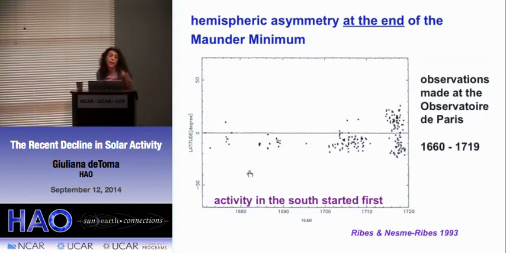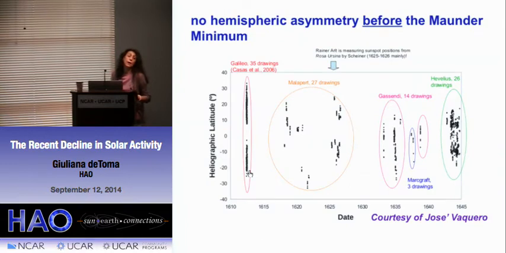And you can see activity starts earlier in the south and it takes a few cycles before both hemispheres become active. We don't have a lot of observations before the Maunder minimum, but there's been a lot of effort recently to recover some of them. There is really no indication from what we can see of an asymmetry between the northern and southern hemisphere before the Maunder minimum.